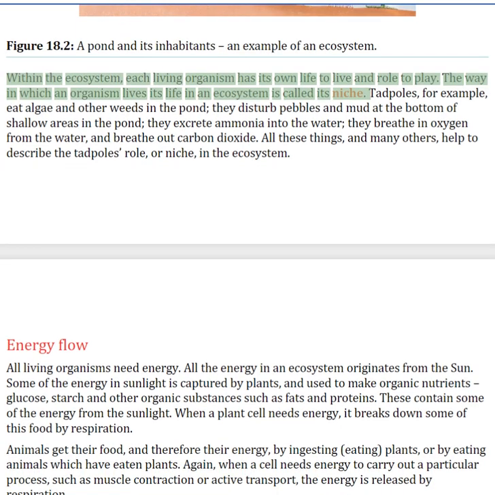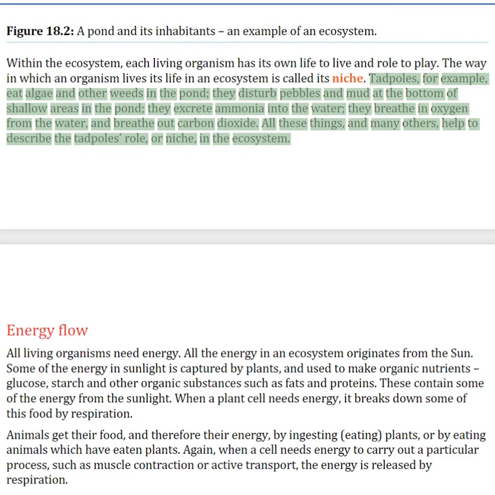Within the ecosystem, each living organism has its own life to live and role to play. The way in which an organism lives its life in an ecosystem is called its niche. Tadpoles, for example, eat algae and other weeds in the pond, they disturb pebbles and mud at the bottom of shallow areas in the pond, they excrete ammonia into the water, they breathe in oxygen from the water, and breathe out carbon dioxide. All these things and many others help to describe the tadpole's role or niche in the ecosystem.